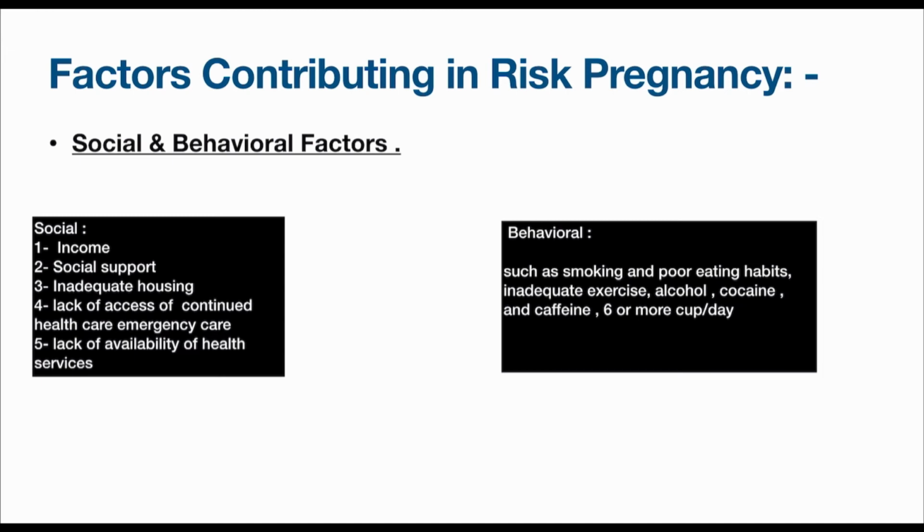That's for the social. We come to the behavioral. Behavioral means any behaviors that the mother performs that affect her or her fetus in a negative way and put her at higher risk to develop complications, such as smoking or poor eating habits, inadequate exercise, alcohol consumption during the pregnancy, drug use like cocaine, or drinking too much coffee and consuming caffeine, 6 or more cups per day.